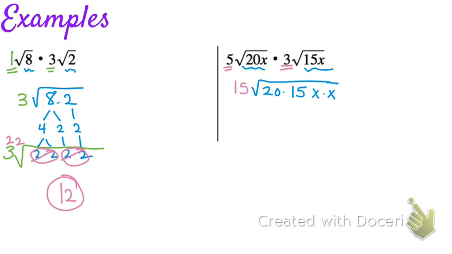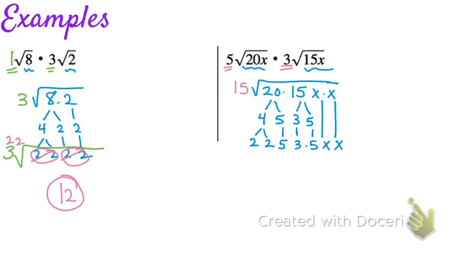So if I look at 20, 20 is the same as 4 times 5. And 4 is the same as 2 times 2. And then you have your 5. And then 15 is the same as 3 times 5. So I'm just going to bring these all down so they're in the same kind of row. You want to be sure you don't lose anything along the way. And then you have your 15 out front.